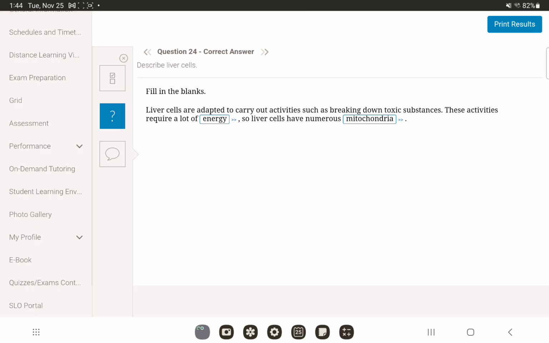Liver cells are adapted to carry out activities such as breaking down toxic substances. These activities require a lot of energy, so liver cells have numerous mitochondria. Basically, the more energy a cell needs, the more mitochondria it will have. The more active the cell is, and the harder the activity it does, the more energy it needs.